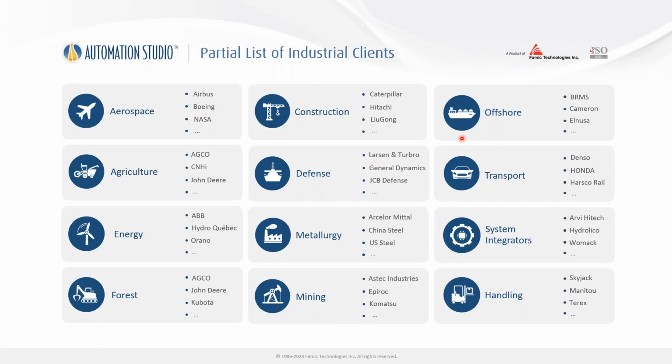So this is the partial list of industrial clients. We have clients like Boeing, NASA, John Deere, Kubota, then Caterpillar, Hitachi, JCB Defense, L&T, US Steel, China Steel, Epiroc, Honda, RV High-Tech, Skyjack, Terex.